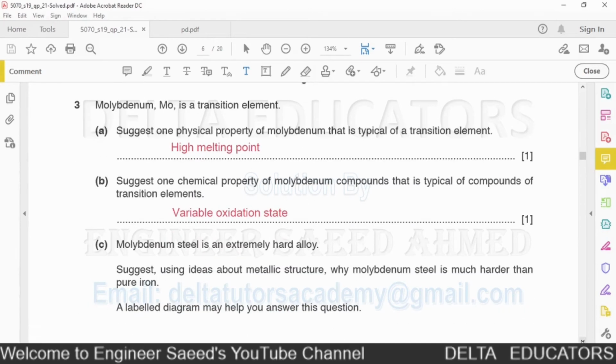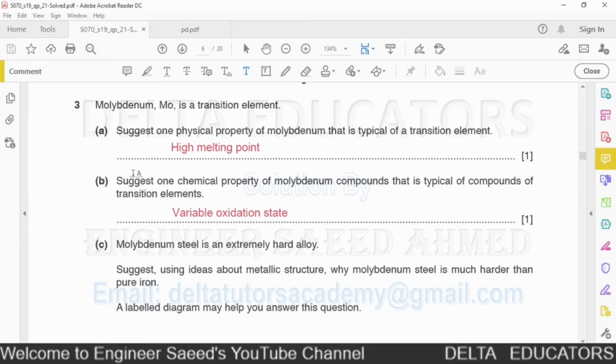Okay, next question. Question number 3. Molybdenum is a transition element. Part A suggests one physical property of molybdenum that is typical to transition elements. Transition elements have high melting point, high boiling point, all of them conduct electricity. So we can write any physical property. Here we have taken high melting point.